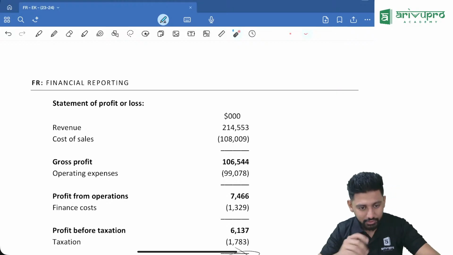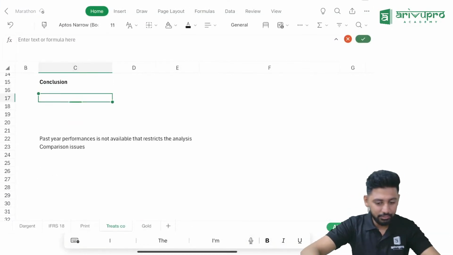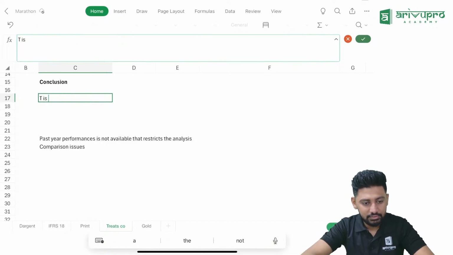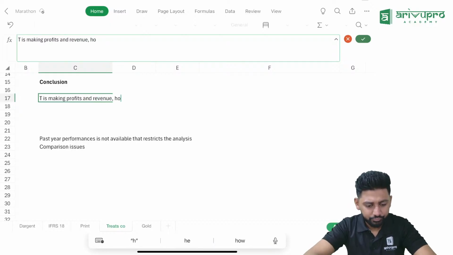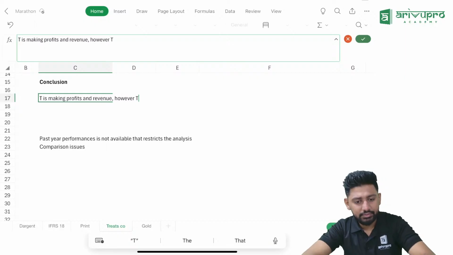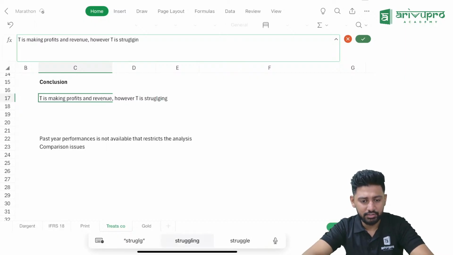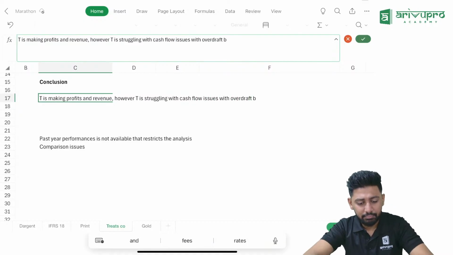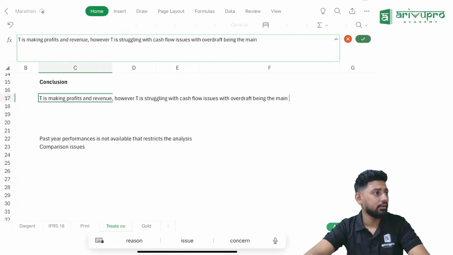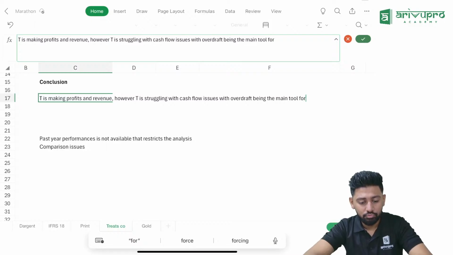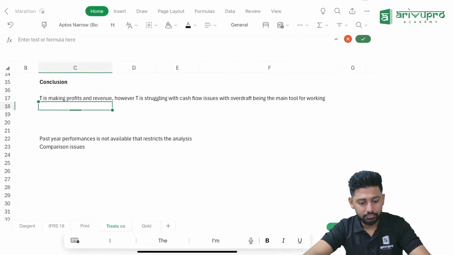So coming back, I'm going to give a conclusion in the exam. I'm going to say T is making profits and revenue. However, T is struggling with cash flow issues, with overdraft being the main tool for working capital.